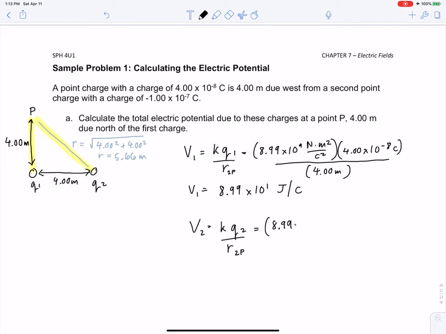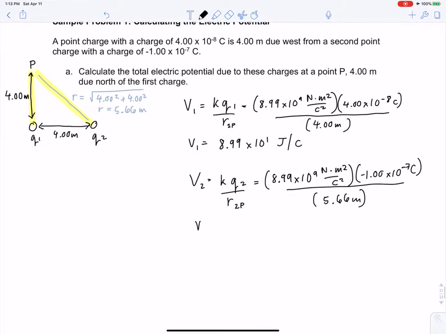That's 8.99 times 10 to the power of 9 newtons times meters squared per coulomb squared times 4 times 10 to the power of negative 8 coulombs divided by, oh, I apologize, I just blindly copied in that value. What I meant to say was negative 1.00 times 10 to the power of negative 7 coulombs. And the distance is 5.66 meters. So V2, if we punch this into our calculator, we get negative 1.59 times 10 to the power of 2 joules per coulomb.